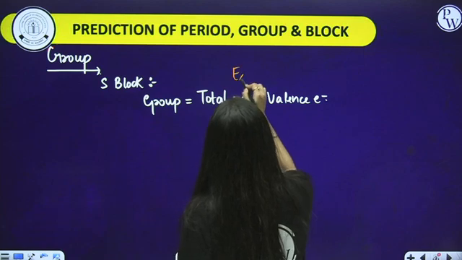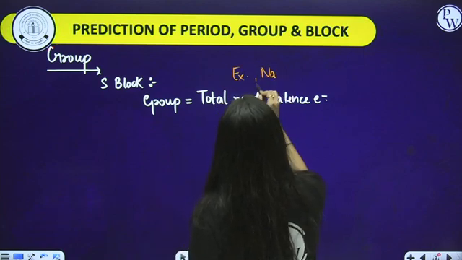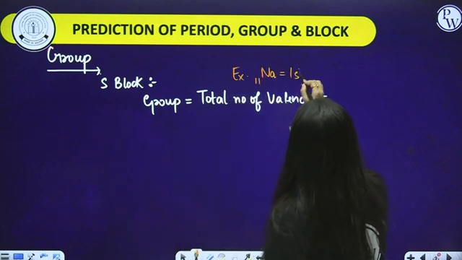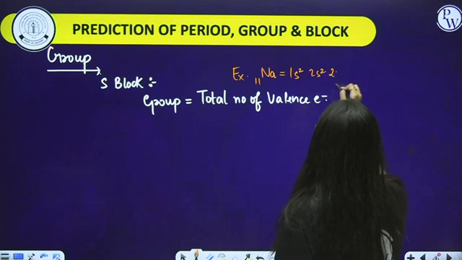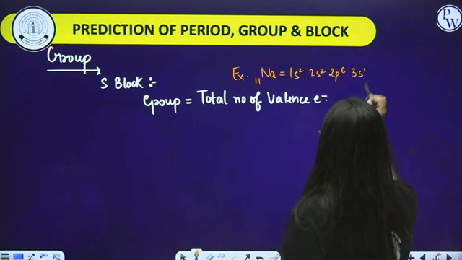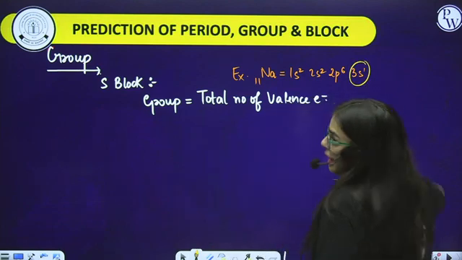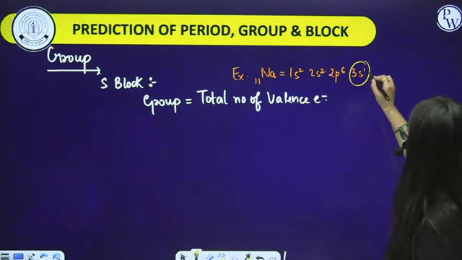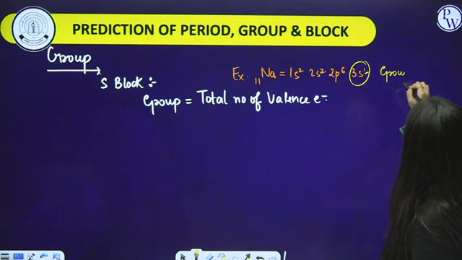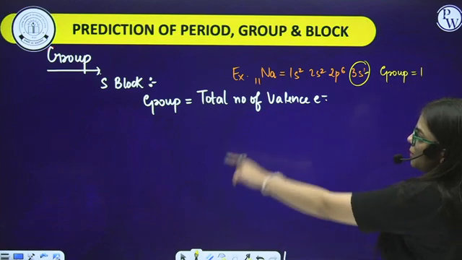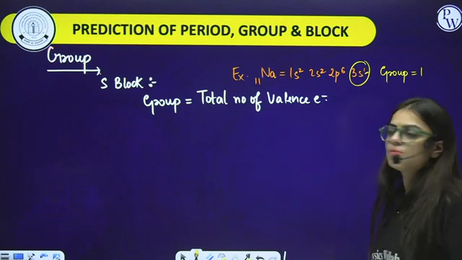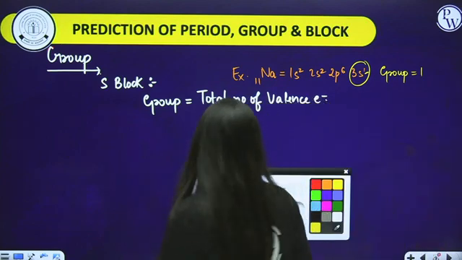Let us take one more example of sodium. Sodium has atomic number 11, so it is 1s2, 2s2, 2p6, 3s1. Now see, it lies in the S block, right? And how many valence electrons? 1 valence electron. So the group is the first group, because in the S block case you have to see the total number of valence electrons. So the group number is first, right everyone?